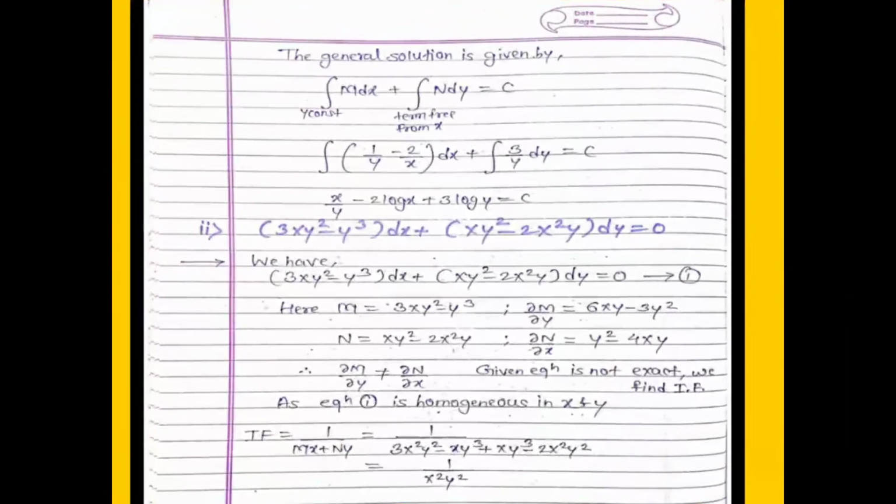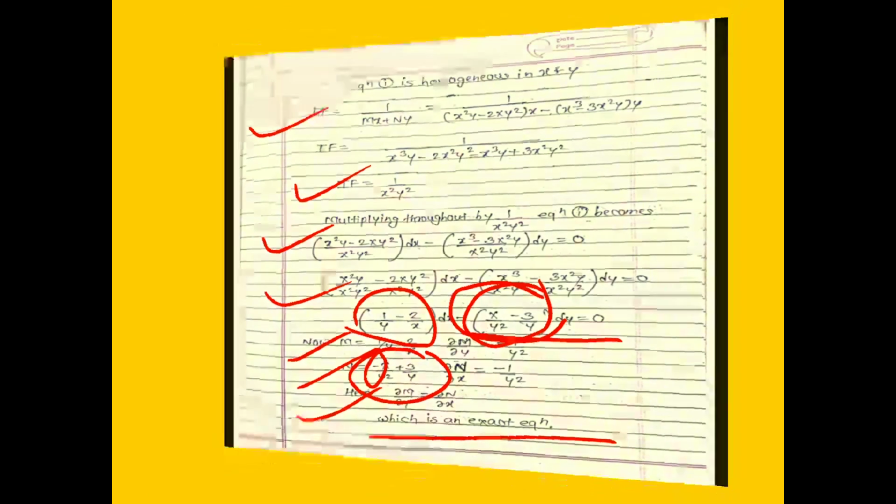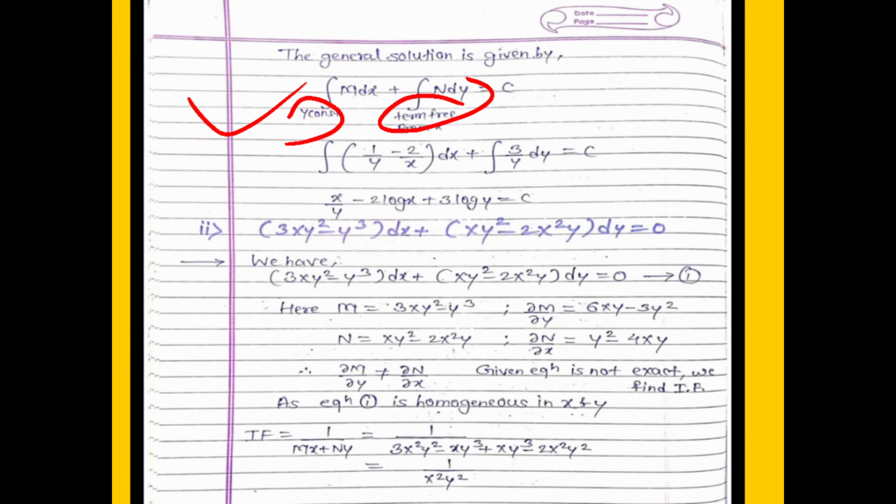Now for finding the solution, we will use integration. We know that we integrate M dx and N dy. In the case of M dx, y will be constant, and in the case of N dy, we take the terms which are free from x. Now in N, the term is minus x upon y square plus 3 by y. So the term minus x by y square will be 0. So we have to take only plus 3 by y and find the integration with respect to y. After simplifying, we will get x/y minus 2 log x plus 3 log y equals c.